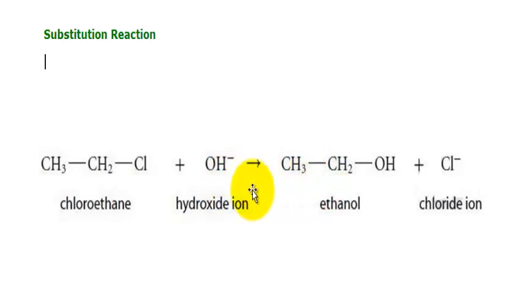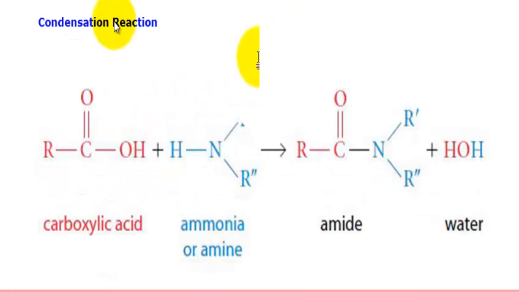Note that the chlorine atom of the haloalkane is substituted by the hydroxide ion, and the carbon atoms are bonded to the same number of atoms in the product as in the reactant. A condensation reaction occurs when reactants join together and form one larger molecule and a molecule of water.